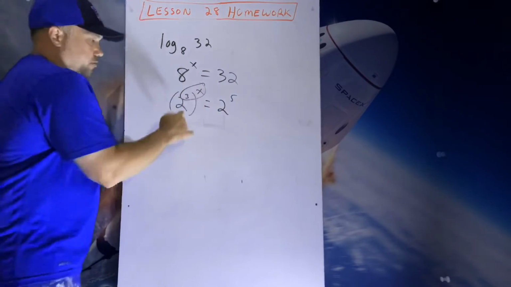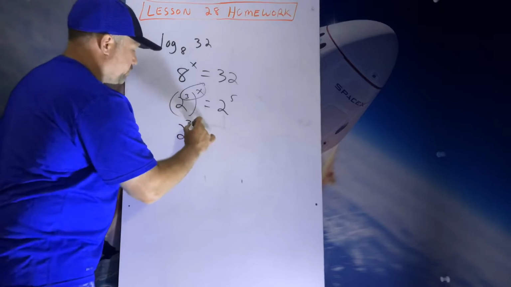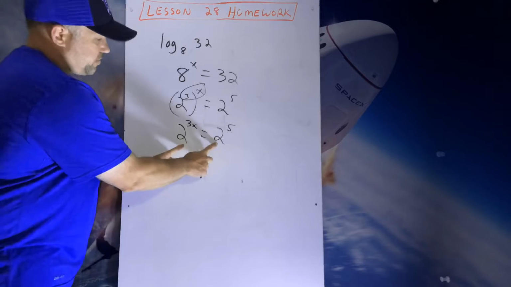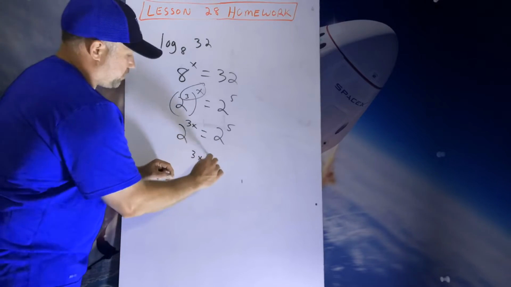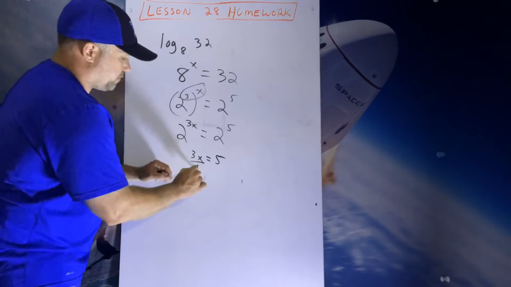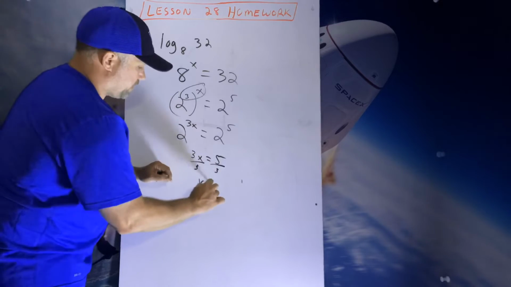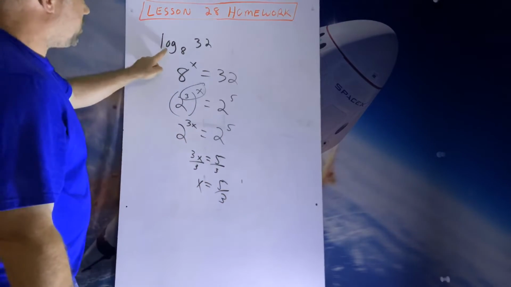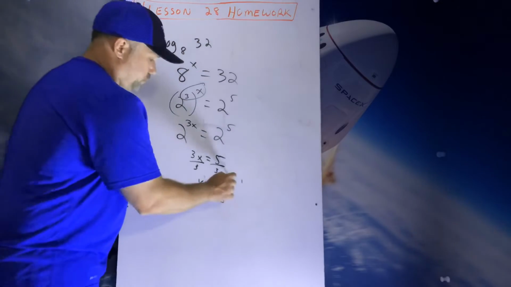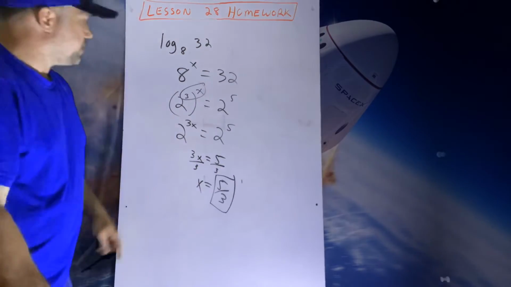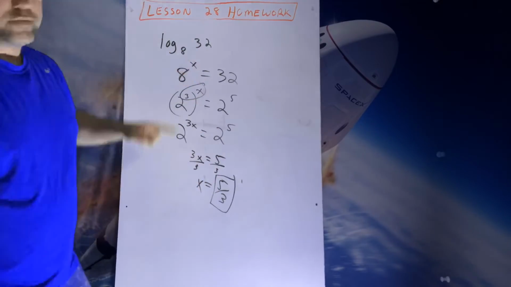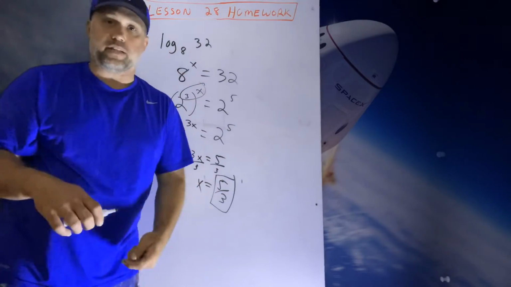Multiply those two together, power raised to a power, that's going to turn into 2 to the 3x equals 2 to the fifth. Bases are the same, so 3x must equal 5. Divide both sides by 3, and I find out that x is equal to 5/3. So that means log base 8 of 32 is 5/3, because 8 raised to the 5/3 power gives me 32. You can confirm that on a calculator if you need that.